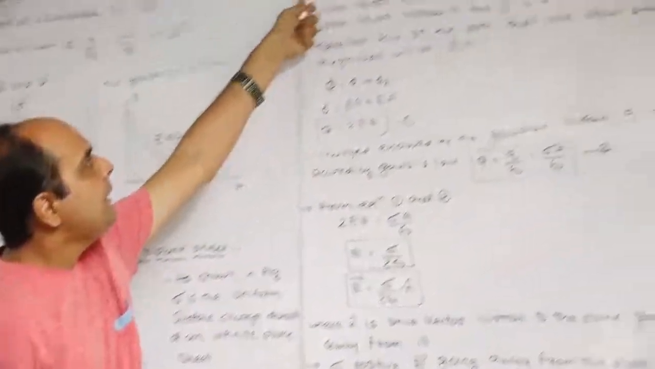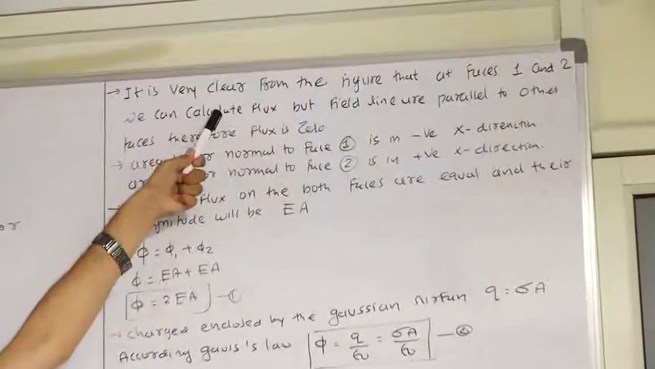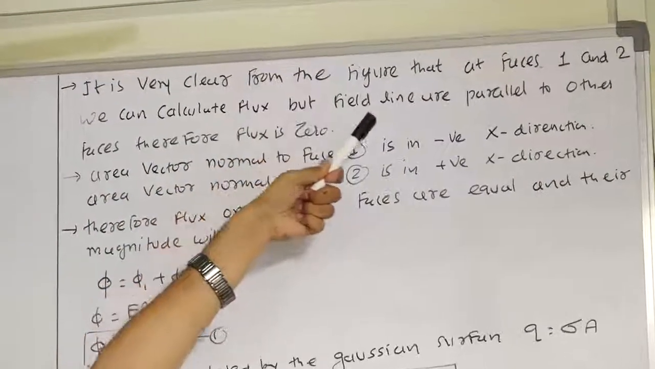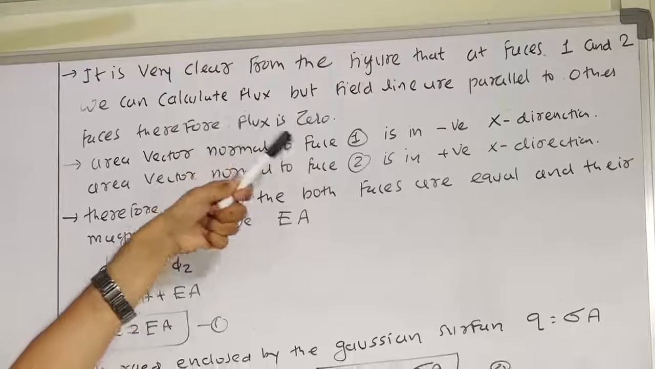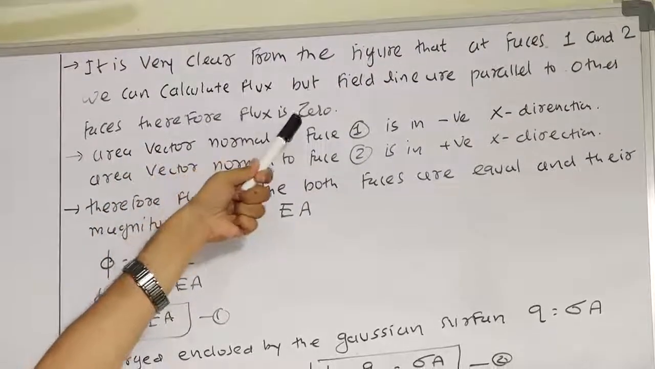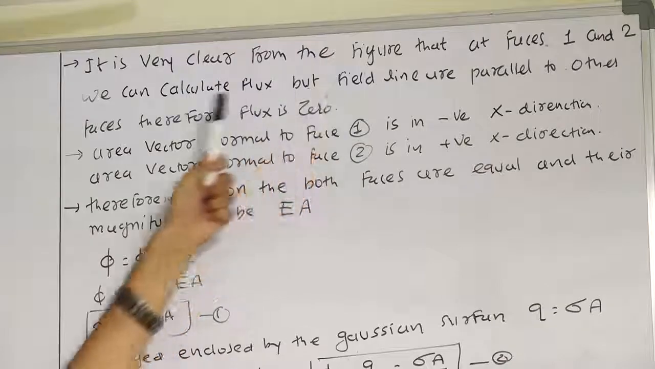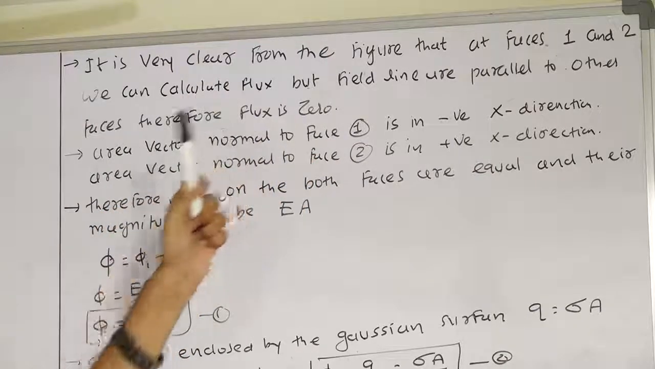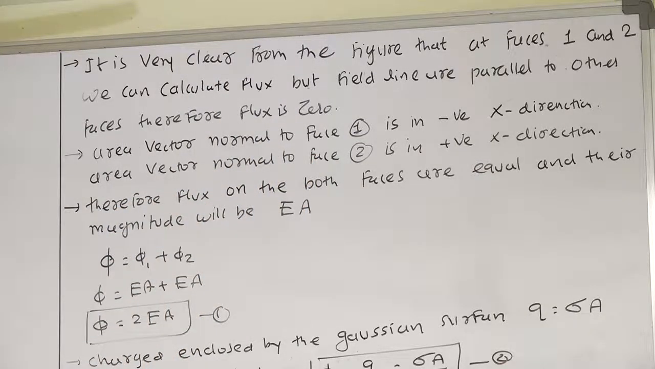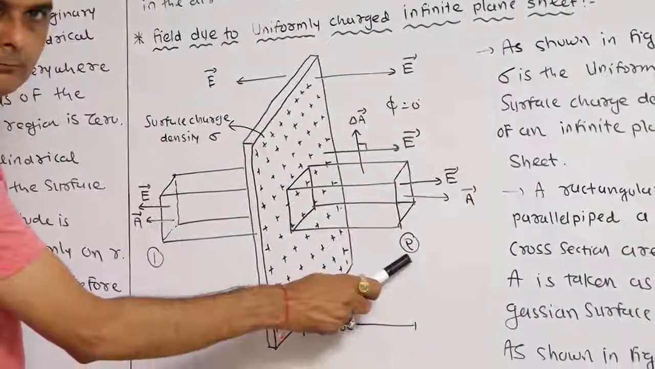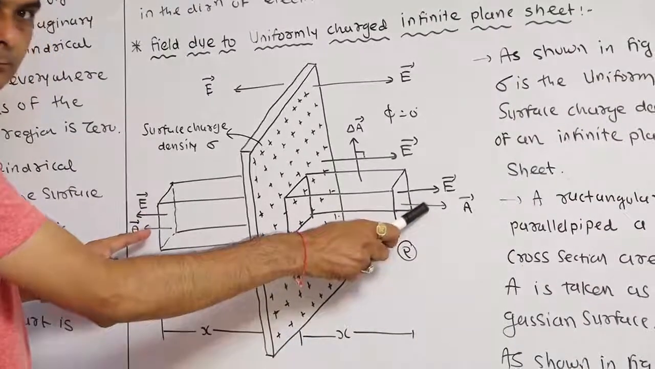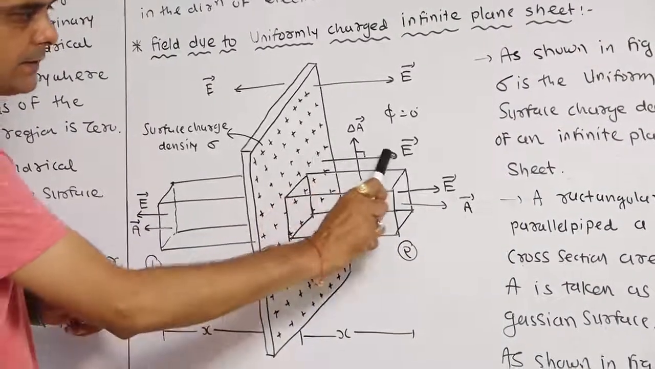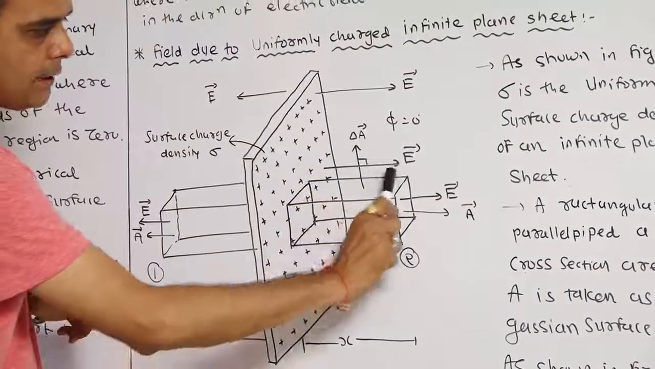Next one, it is very clear from the figure that at faces 1 and 2 we can calculate flux, but the field lines are parallel to the other faces, therefore the flux is 0. So in this diagram, this is our face 1, this is our face 2. At face 1 and face 2 we can calculate flux, but on the other faces the flux is 0 because the field lines are parallel to the faces.